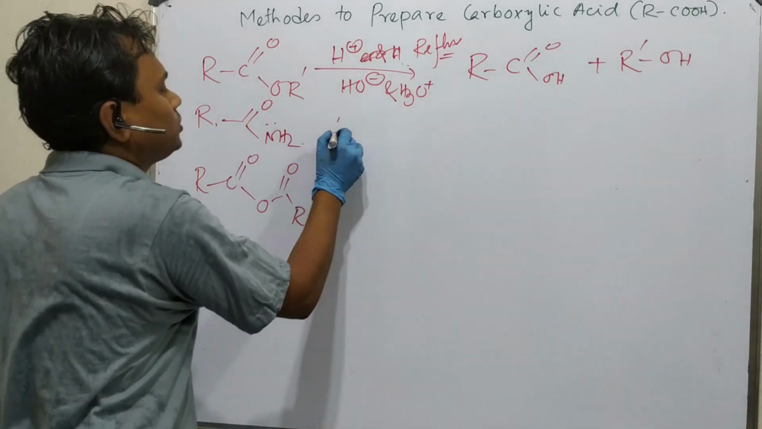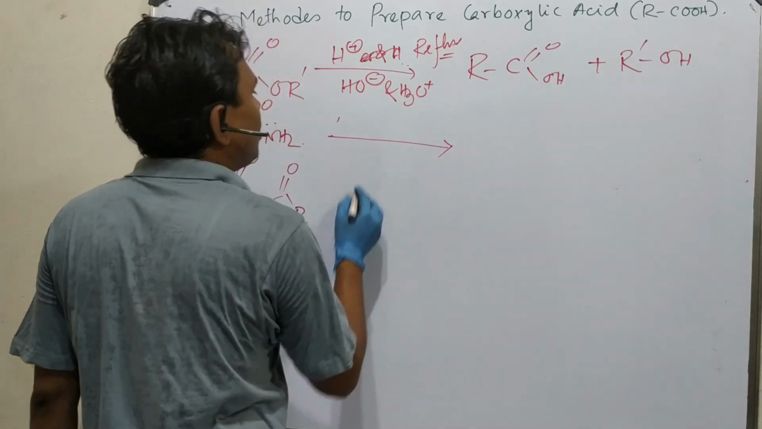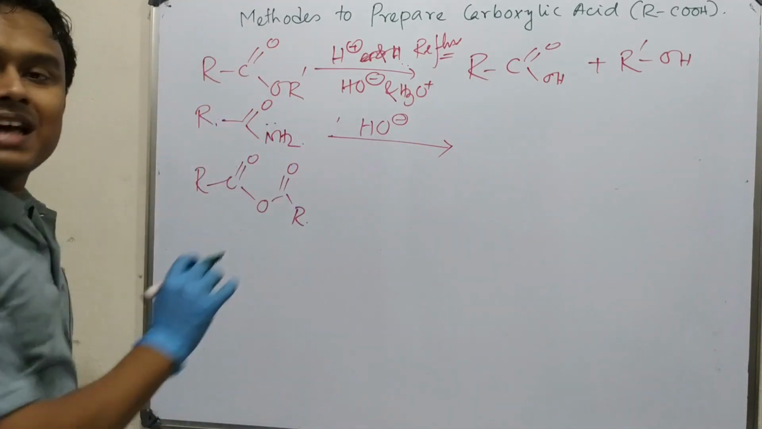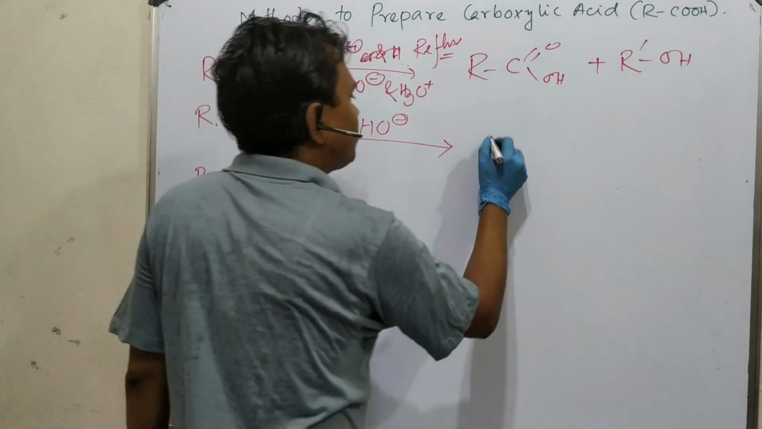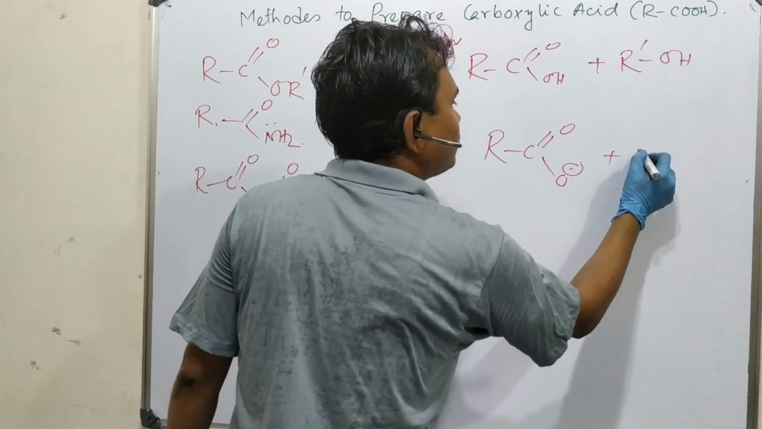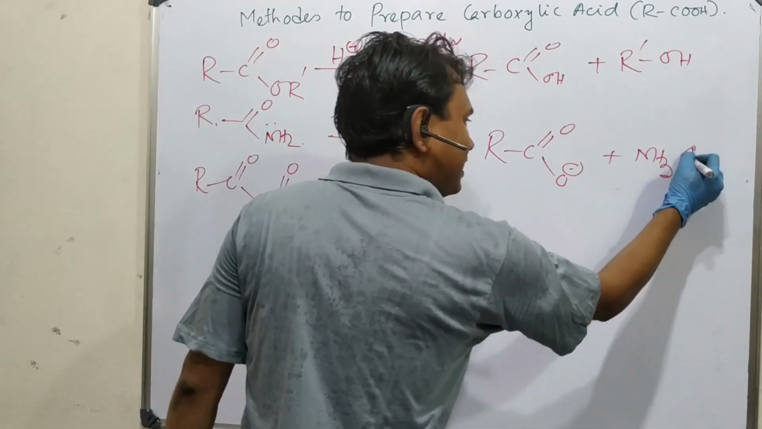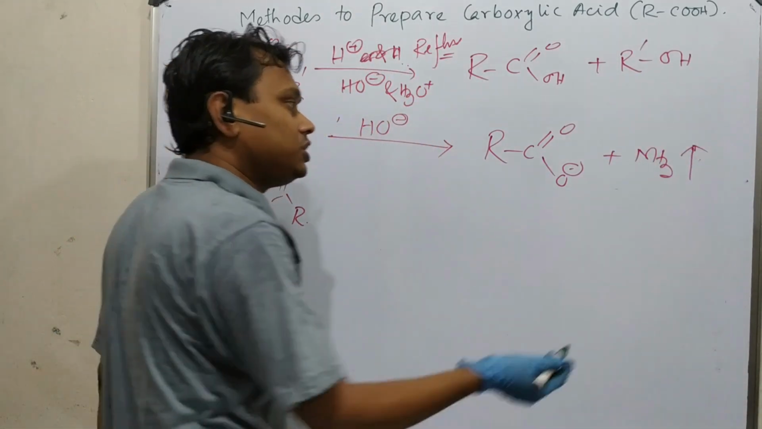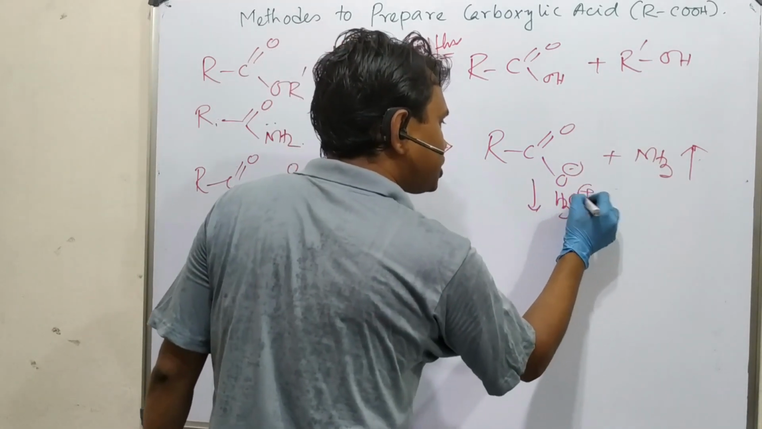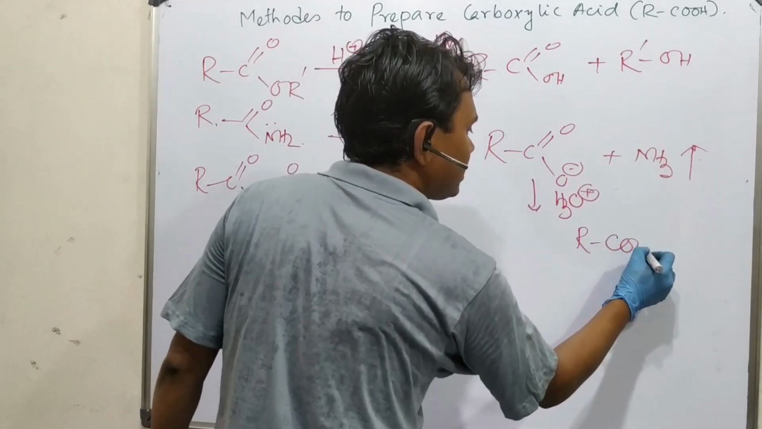It is better to follow the hydrolysis in the presence of alkali. The reason is, after this hydrolysis, what will be the product? The product is RCOO minus plus ammonia gas. And in alkaline medium it will not be soluble, so it will go outside. And in the second step, H3O plus acidification will give the carboxylic acid.